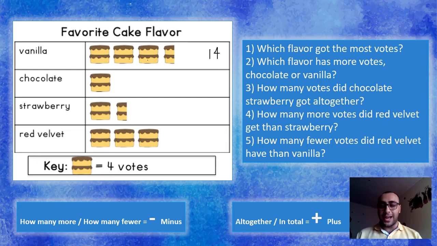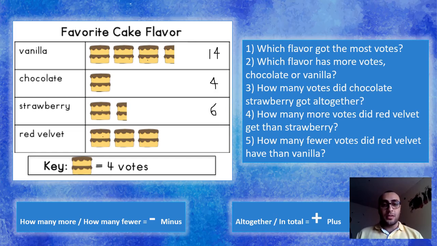Chocolate is only 1 cake. It means 4 votes. Very easy. I don't have to do any calculations. Next one is strawberry. We have 1.5. 1 is 4, half is 2. So 6. Very good. So 6 votes. Next one, red velvet. Red velvet is very yummy.